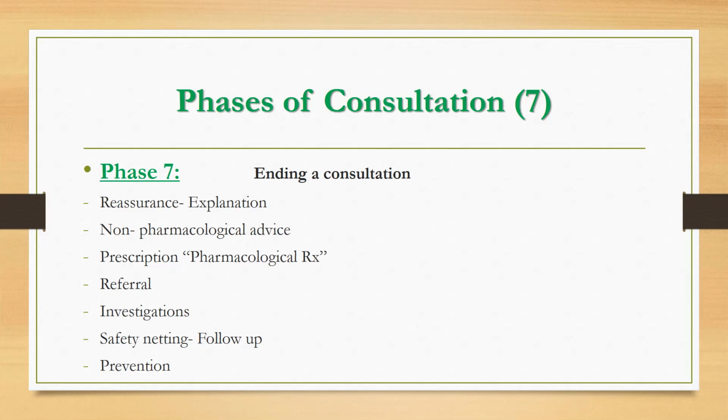So the first one is reassurance and explanation, which some people call disclosure of diagnosis, which means that when you reach this phase, you should know what your case is. So this is a case of bowel cancer. This is a case of gastroenteritis. This is a case of hypothyroidism. So now you will have an idea, from what you have gathered earlier in the consultation, what your case is.